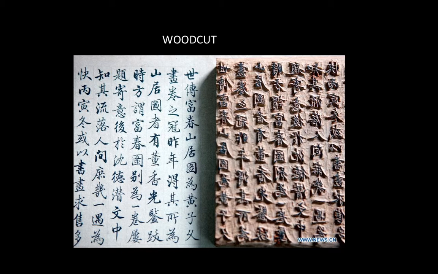The most basic form of printmaking is woodcut, and woodcut was actually used in the East for centuries before it finally reached the Western world. Here's an example of what a woodcut looks like. It's an image that's carved directly into a block of wood in relief, and then ink is applied to it and it's printed.